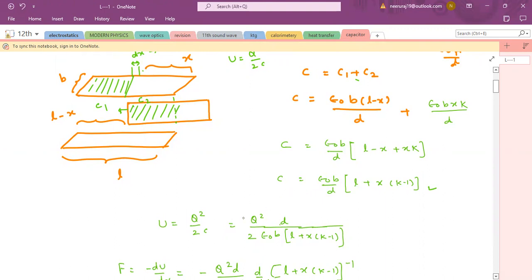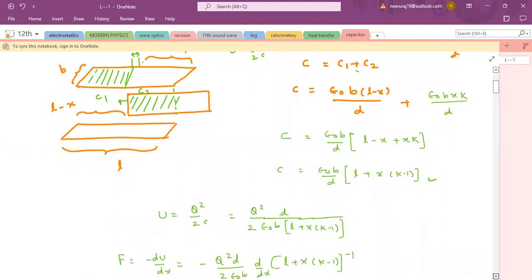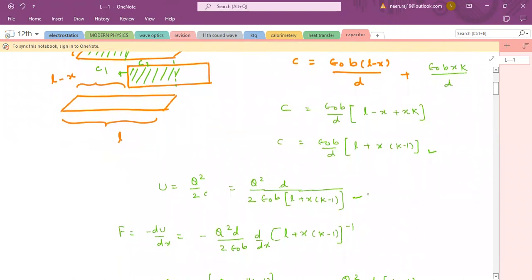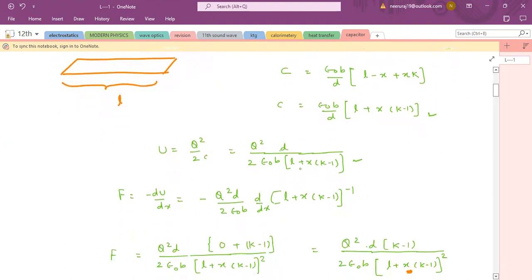This is the capacitance and this becomes the potential energy, right? As you know, this potential energy is a function of x. I want to find out the force at this time, so I will differentiate this with respect to x. F equals this. If you differentiate, this term is constant. Only this part is variable.